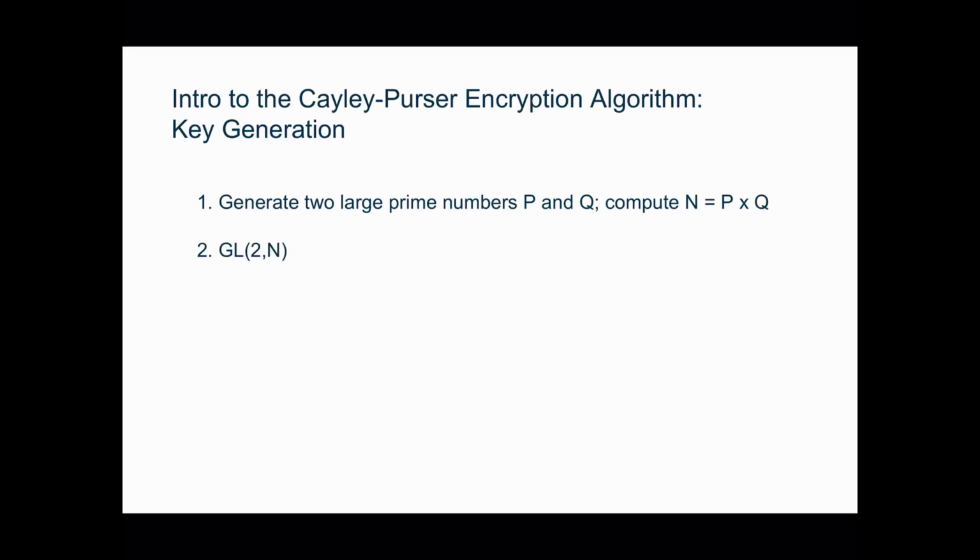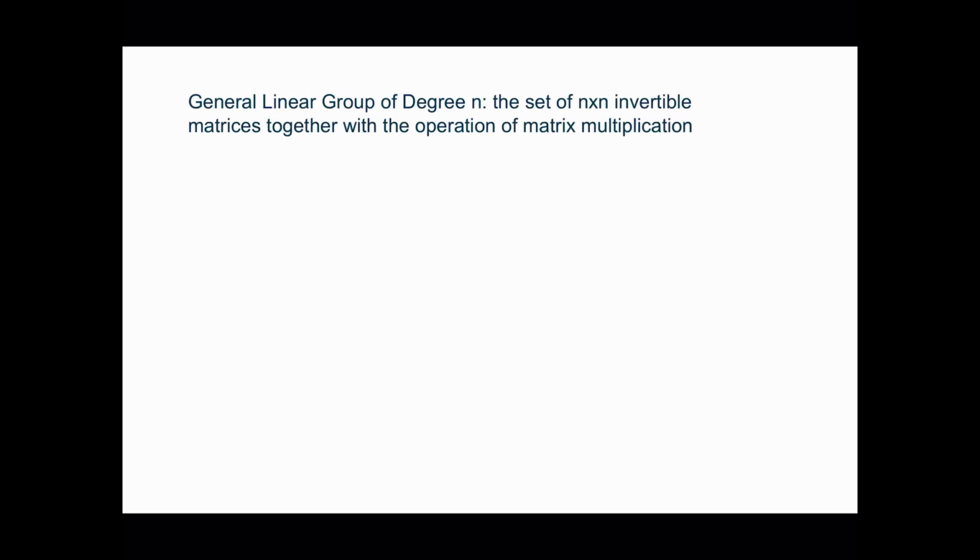Now, there are several things here that warrant some explanation. So firstly, what is a general linear group? A general linear group of degree n is defined as the set of n by n invertible matrices together with the operation of matrix multiplication. It is denoted as GL(n, F), where n is the degree of the general linear group, and F is some specified field. So as it turns out, there are quite a few things to explain here as well.